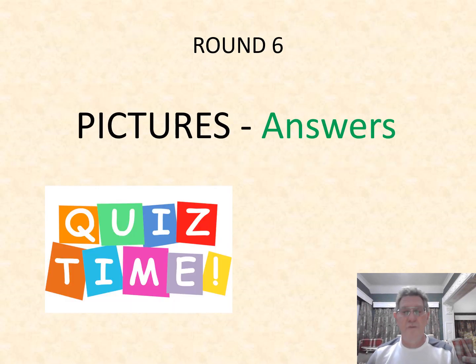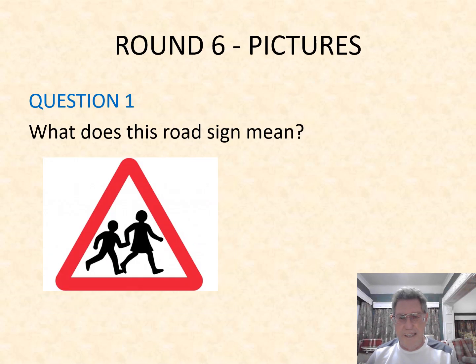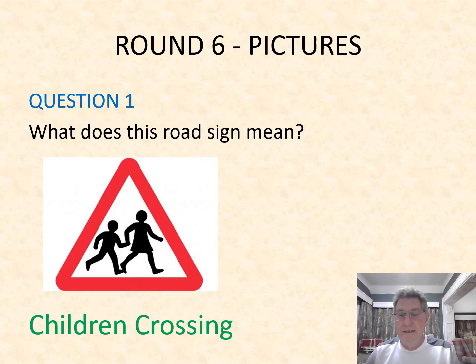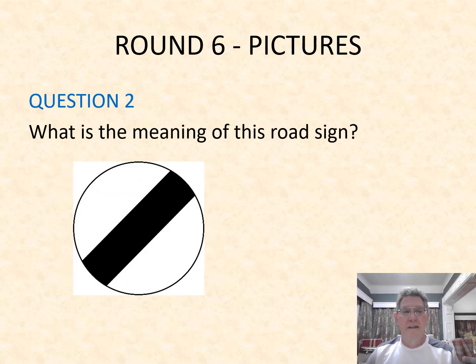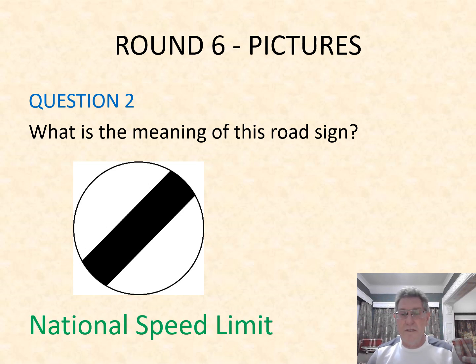Okay, moving on to your final round, your pictures. How did we get on? Number 1, what does this road sign mean? It's children crossing, and you'll see it outside every school near enough in the country. Number 2, what is the meaning of this road sign? It is national speed limit. Yeah, in this case 70 miles an hour or 60, depending on which road you're on.